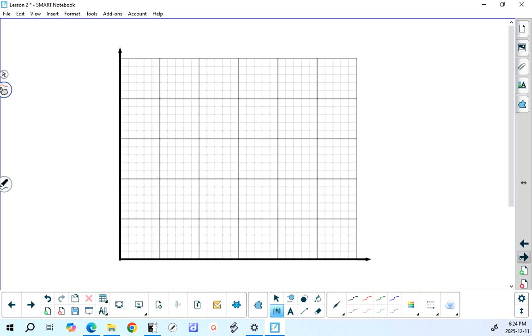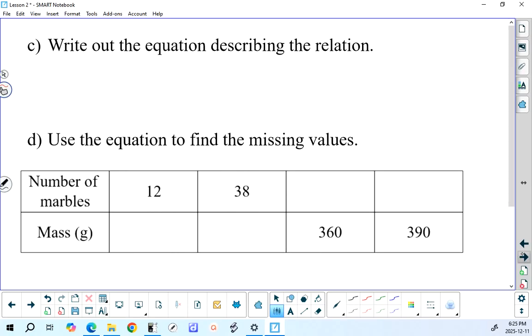I think you get the gist of it. I'm not going to spend time now graphing this. We're not going to worry about graphing this. That's not the important part of this lesson. Let's cut to the chase and take a look at the equations that are involved. So what is the equation describing the relation?